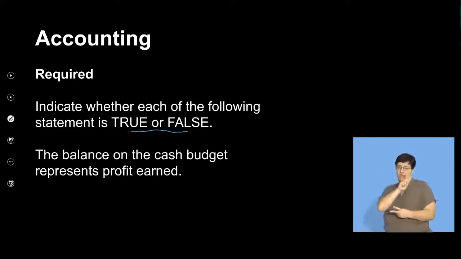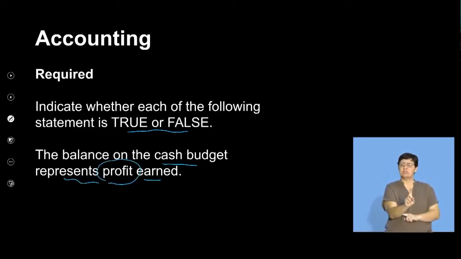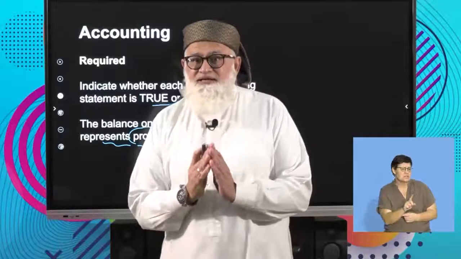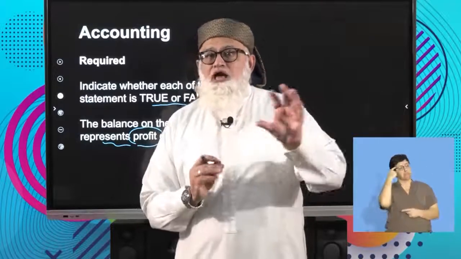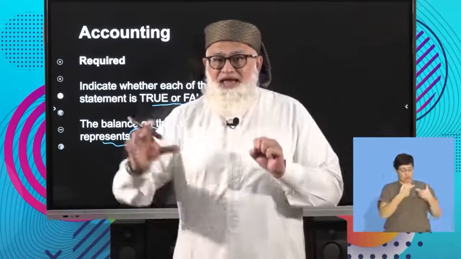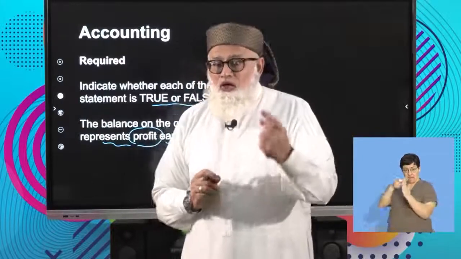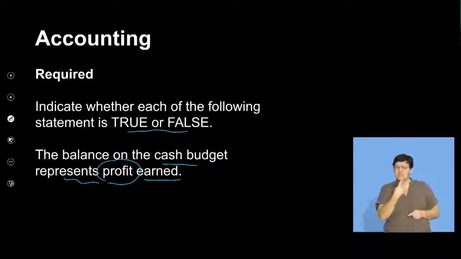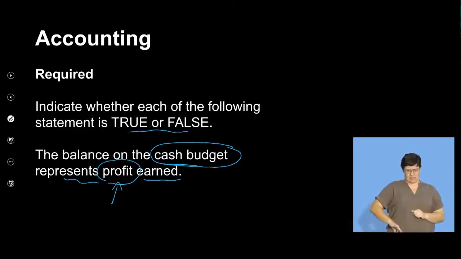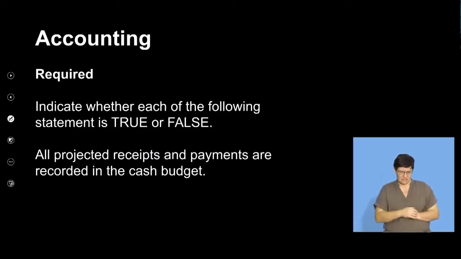The first statement says, the balance on the cash budget represents profit earned. Right, what did we just say early on in the lesson? We said that with a cash budget, you think cash, you think receipts and payments. Now, this statement says the balance on the cash budget, right? So we're talking about the cash budget, but it says it represents the profit that we have earned. Clearly you can see that this is false.